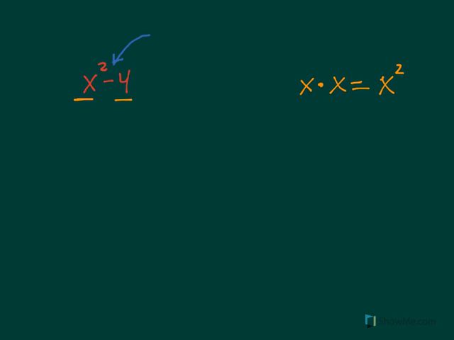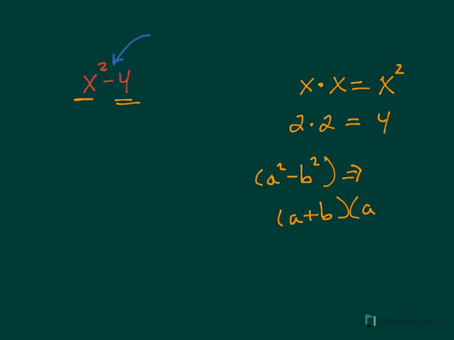And the 4 is a perfect square, because we know that 2 times 2 is going to get you 4. So these are perfect squares. So this is going to follow that a squared minus b squared factoring pattern. So a squared minus b squared will factor out to be a plus b and a minus b. And you're going to have a difference in signs, a plus and a minus. And these a and b values are basically going to be the square roots of those perfect squares.